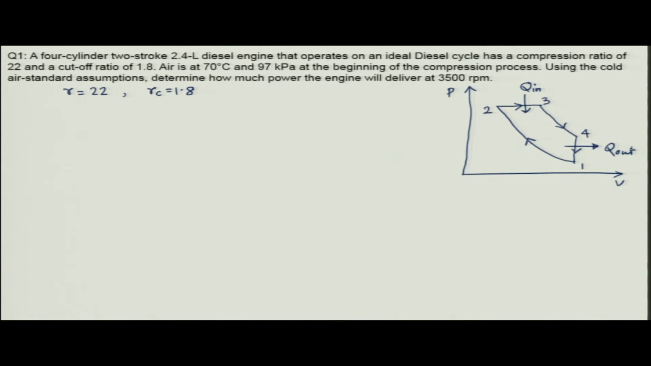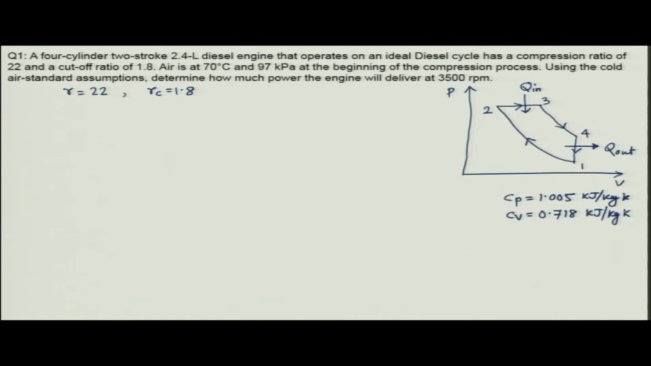Now, to proceed with the analysis, as mentioned, we will use the cold air standard assumptions. That means the specific heat will not be a function of temperature, and we can take Cp equal to 1.005 kilojoule per kg Kelvin and Cv as 0.718 kilojoule per kg Kelvin.